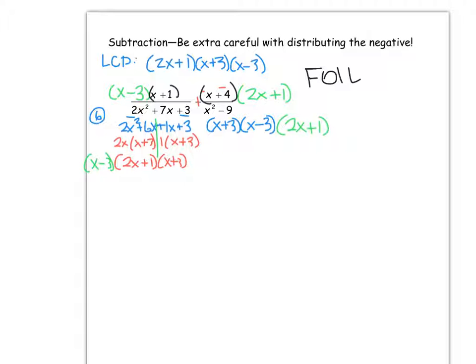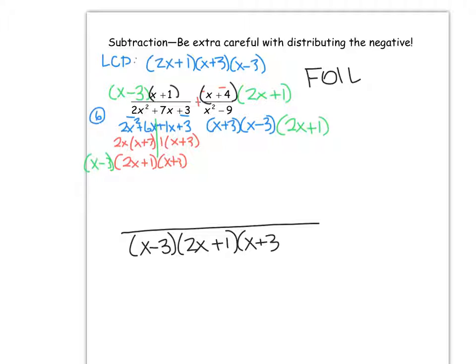So let me get my fraction ready to go. Get my common denominator ready to go. X minus 3 times 2x plus 1 times x plus 3. And FOILing begins. So x times x, I'll have x squared. X times 1, I'll have 1x. If it helps you remember there was a 1 there, draw the 1 in. Negative 3x and negative 3.